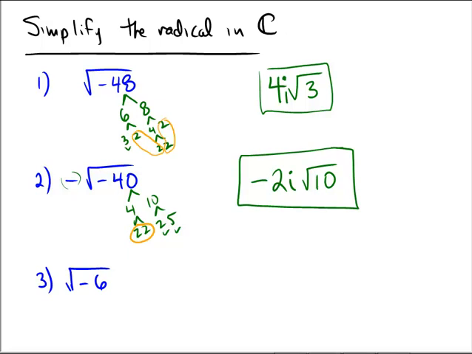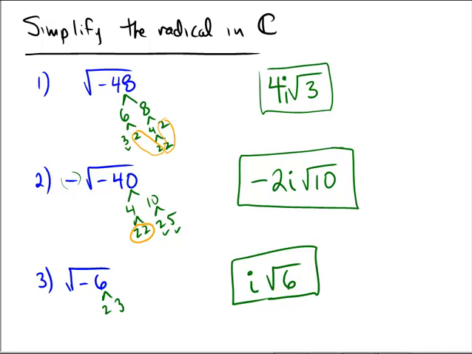Third example, I'm going to now take the square root of negative 6, and actually 6 doesn't break down any further into anything that escapes, because 6 is just 2 times 3. So it turns out the answer to this is just going to be radical 6. Nothing really escapes. But it's the radical of a negative number, and so therefore we're going to have to put that little imaginary unit out in front, and this would be i radical 6.